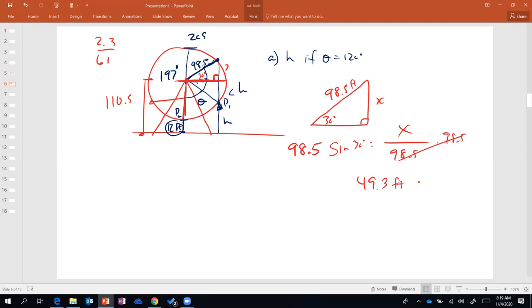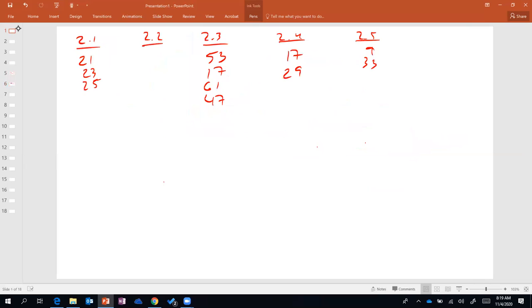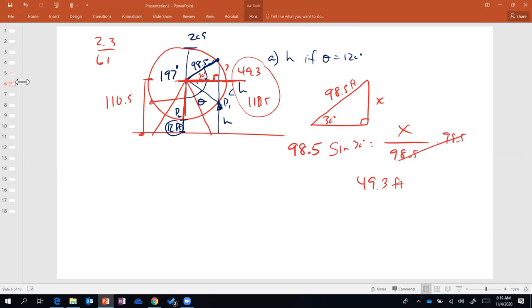I'm going to go with this one here. Is that okay? This is my height to here, 49.3, and I'm going to add it to 110.5, and I should get my answer. Are we good there? Let me just check if that gets 160, which is what I got at the end.